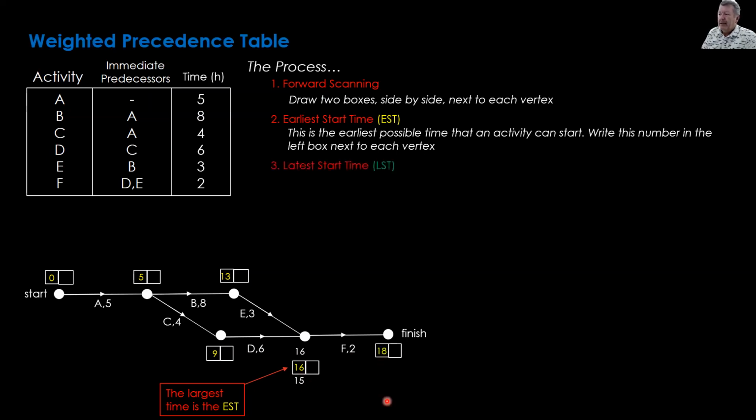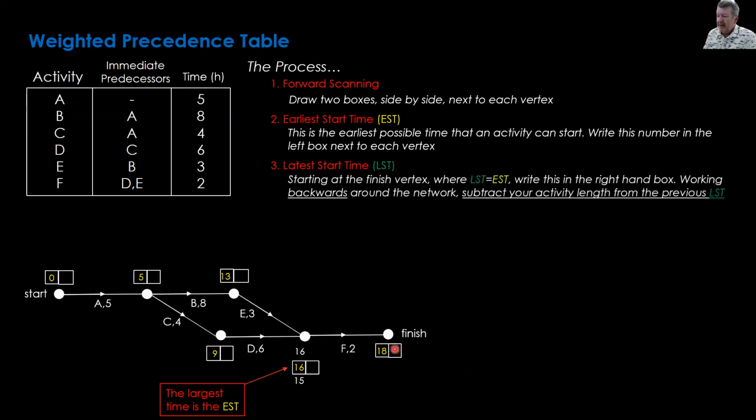All right. Now, it's time to start working backwards. Latest start time. Working backwards, we start at the finished vertex, where our latest start time is equal to the earliest start time. So these two boxes will always end up being the same. We work backwards by subtracting the activity length from the previous latest start time. All right, so let's put the 18 in. So we're going to work backwards. The 18 take away 2 is going to be 16.